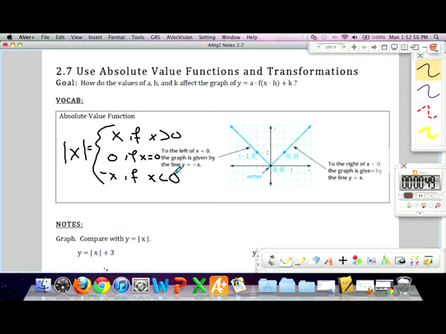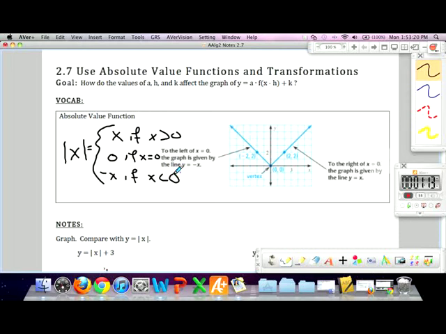This is called a piecewise function. It's actually 3 different functions smushed together. The absolute value of x is defined mathematically to be this number x if x is bigger than 0, 0 if x is 0, or the opposite of x if x is less than 0. And if you piece these 3 functions together, you end up with this graph.